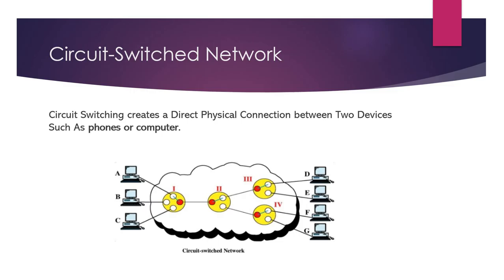Circuit switched network. Circuit switching creates a direct physical connection between two devices, such as phones or computers. On the left-hand side we are using devices A, B, C. On the other side we are using devices like D, E, F and G. Both sides' devices are connected through the switches, here switches one, two, three, and four. So we connect from the left-hand side to the right-hand side through switching. That is one simple diagram of how to connect both sides of devices by a circuit switched network.